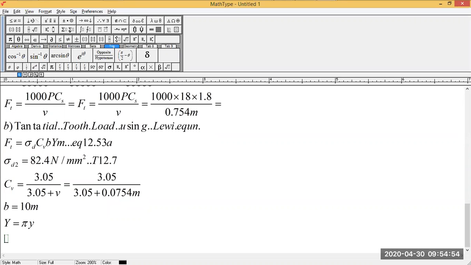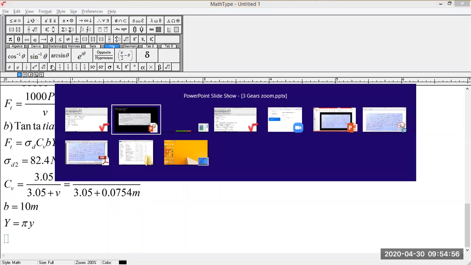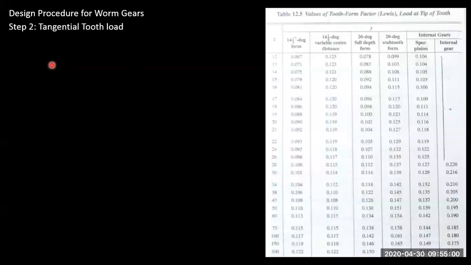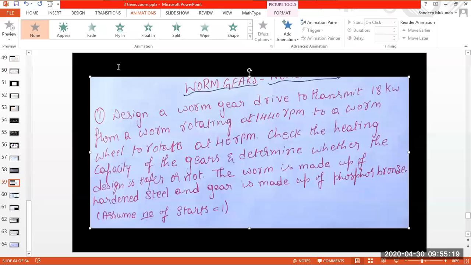The y value we need to note down again from the table here. So Z2 I think is already found, so 36, right? From table 12 point, there's another table. I think we'll stop at this point. We'll continue this in the next class.